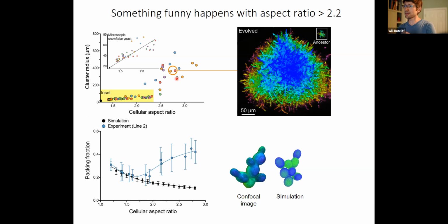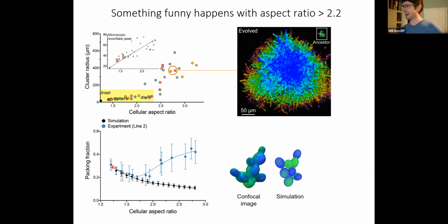If you look at the expectation of how cell shape and length should affect the packing within the group, we can model this with a three-dimensional biophysical simulation of snowflake yeast. Having more elongate cells should reduce the packing density, or the packing fraction, the proportion of the volume that's biomass. It should reduce it because you're doing progressively more hot dog shaped cells. It should be more spindly. There should be more open space.